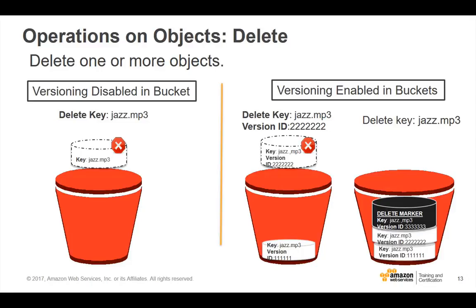I've already covered this. This was what I mentioned before, your traditional object here, and then when you have versioning enabled, if you try to delete an item, it creates a delete marker. We've already discussed that, okay?